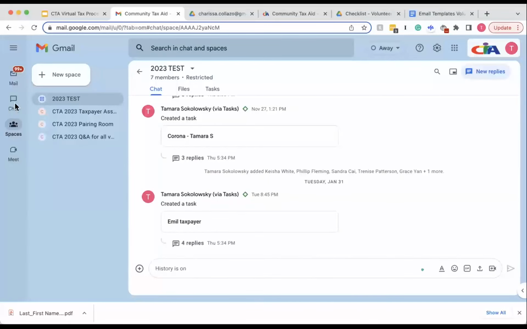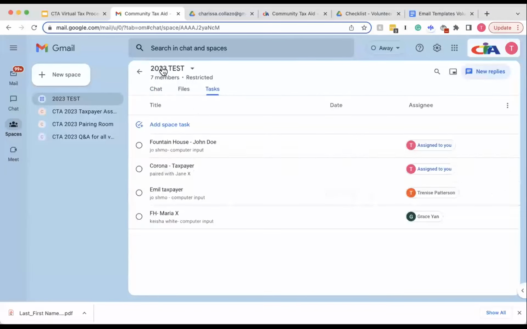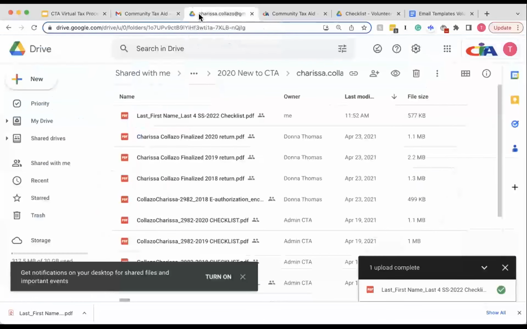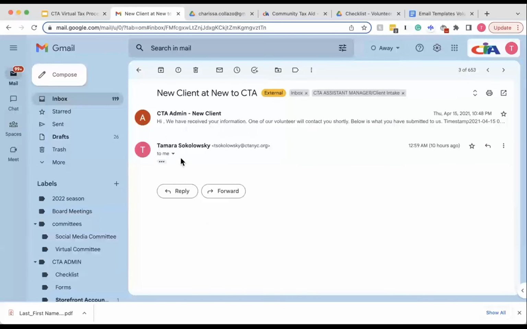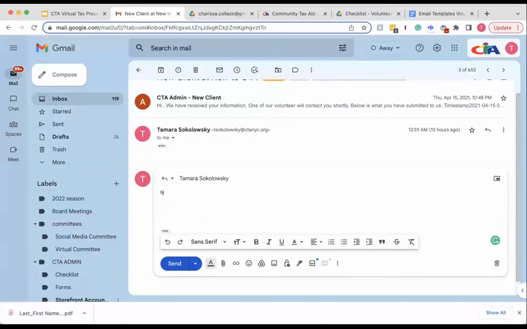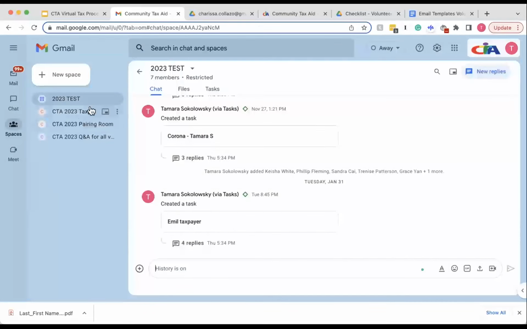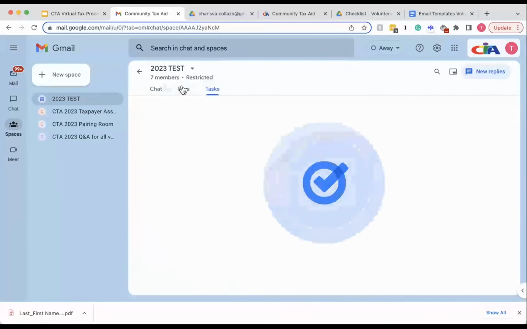So again, you can do that in the regular chat, or you can do that in Spaces, or you can even send us an email. The email that we sent to you with the file name. You can always just go back into that email and reply and just say, hi, Tamara, Joe Schmo needs access to, and the taxpayer's information, and then we'll go ahead and send it. So, and then once Joe Schmo is finished with his portion, you're back into the tasks tab.